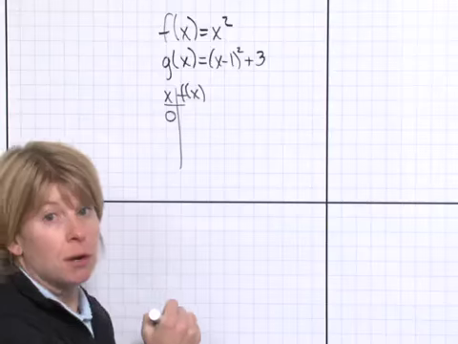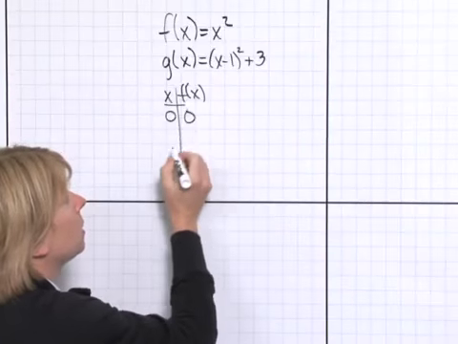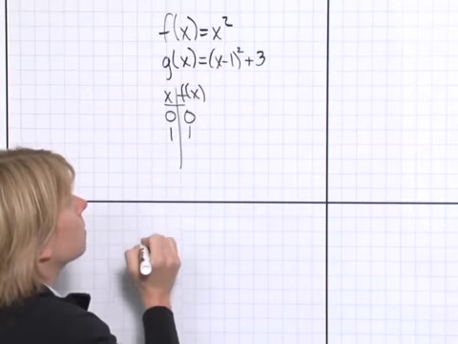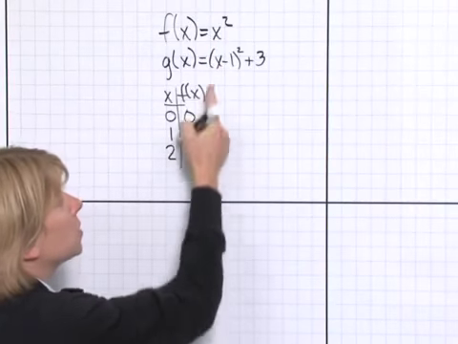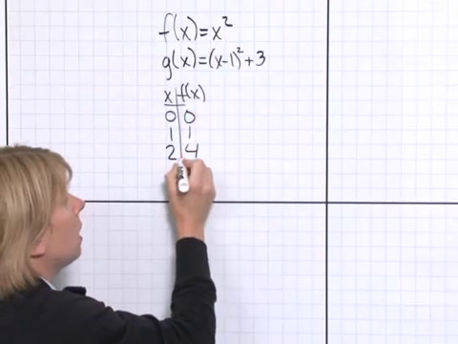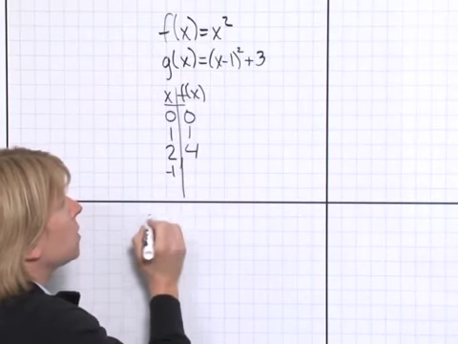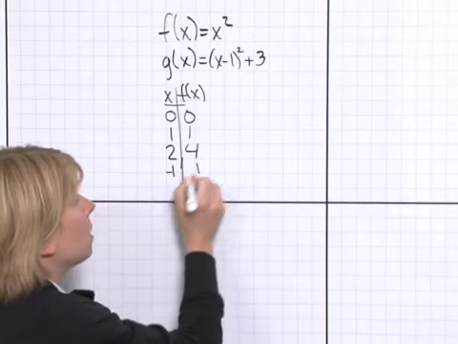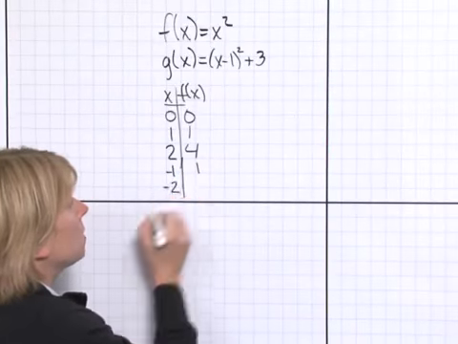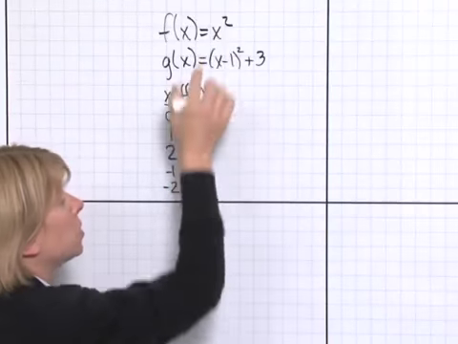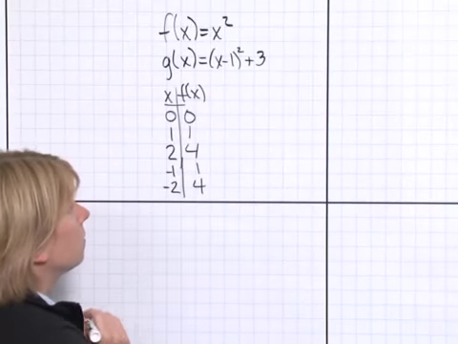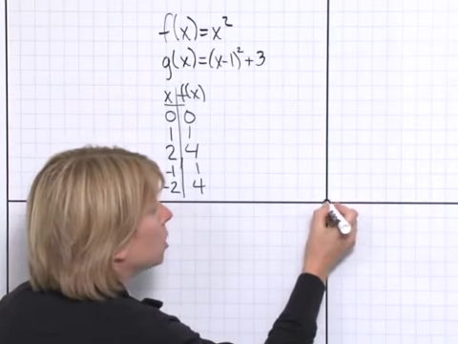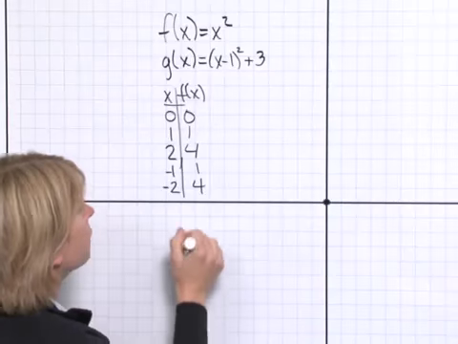So if I let x be 0, 0 squared is 0. If x is 1, 1 squared is 1. If x was 2, 2 squared is 4. And I'll look at two more values of x. If x is negative 1, negative 1 squared is 1. And if x is negative 2, negative 2 squared is 4. So I've got 5 points to plot to see my shape of f.